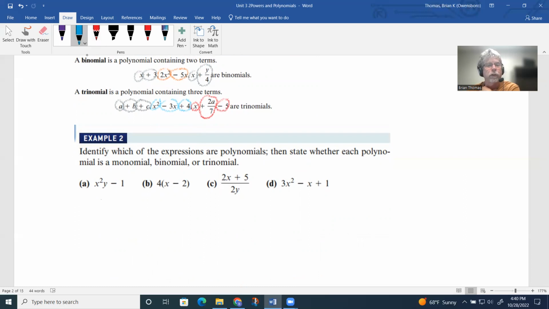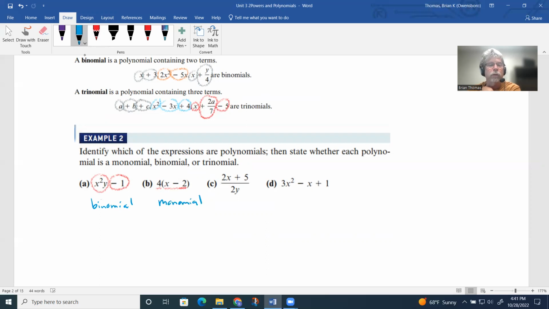So as we move into this expression here, notice how we have x squared y is one term, and the -1 is the other term. So this would be an example of a polynomial, and we would call that a binomial. So look at this next example. Notice how 4 and x minus 2 are connected by multiplication. So these are factors. So that would also be an example of a binomial. I'm sorry, a monomial, since there's only one term.